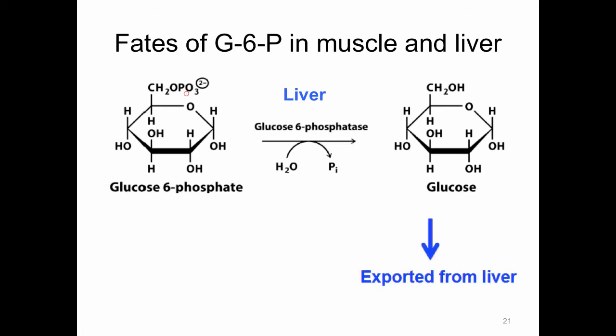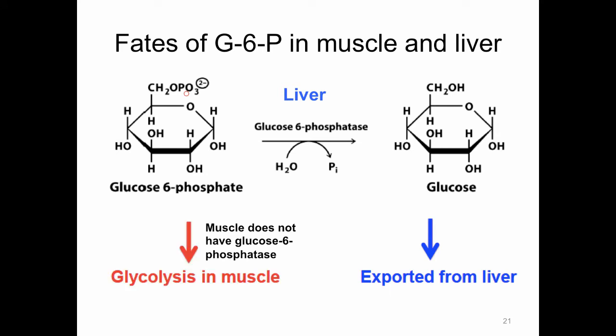This glucose is then going to be exported from the liver into the blood circulation to then maintain blood glucose levels. Glucose 6-phosphate in the muscle has a different fate. Instead, glucose 6-phosphate actually goes directly into glycolysis in the muscle, where the muscle will use the released glucose 6-phosphate for generating ATP through glycolysis.